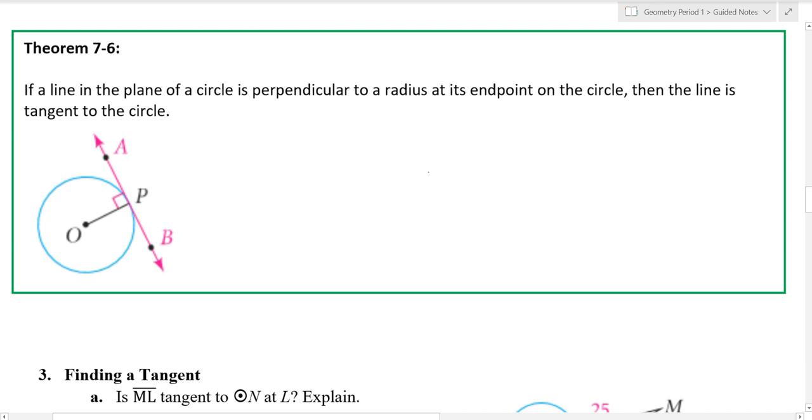The other theorem stated that if a line is tangent to a circle and that line intersects the radius, then the angle at the intersection is 90 degrees. This one states that if the angle of intersection between the radius and a line going through that point is 90 degrees, then the line itself is a tangent line. So let's take it from there and go into our next example.